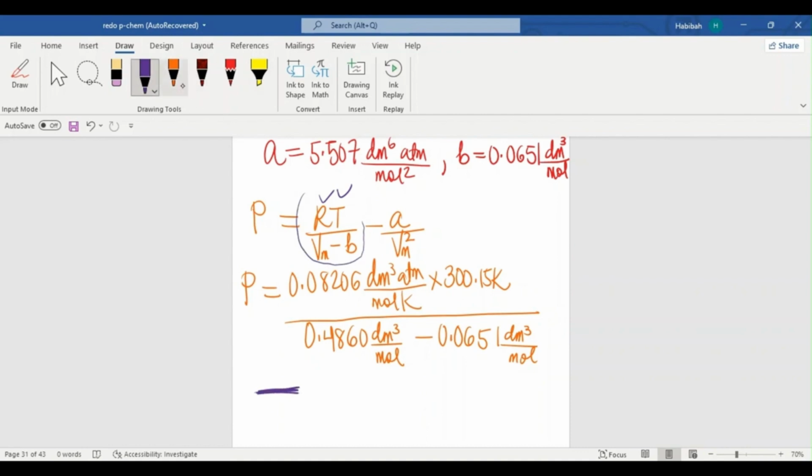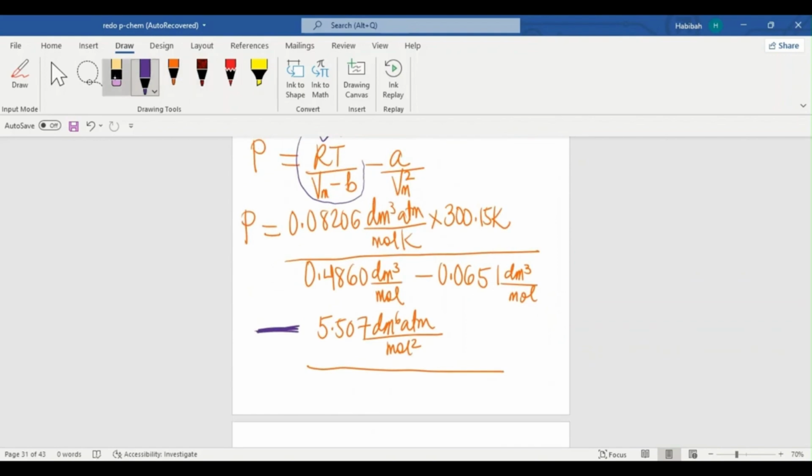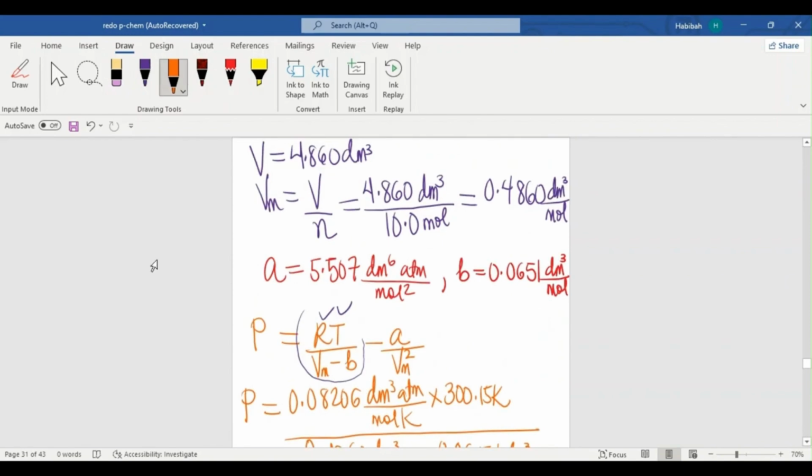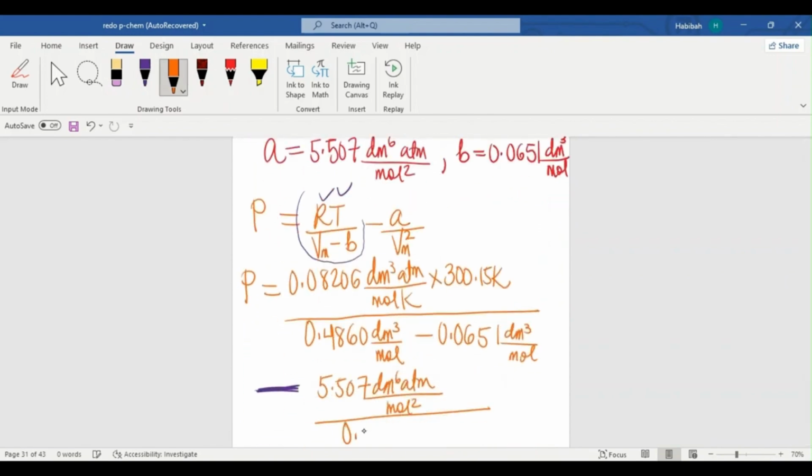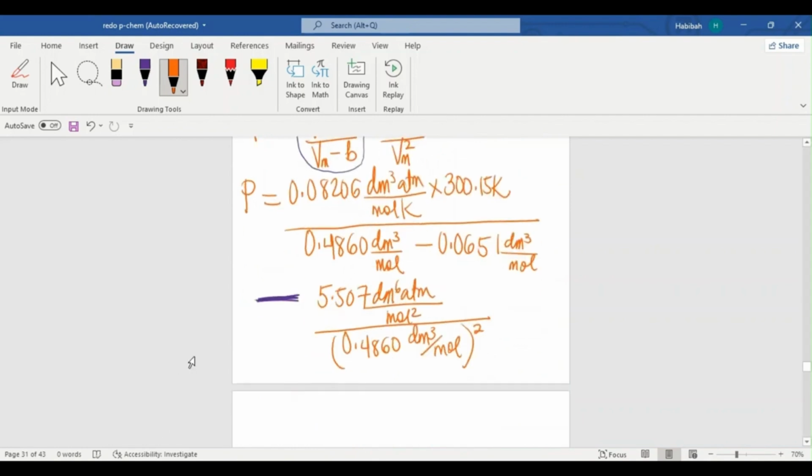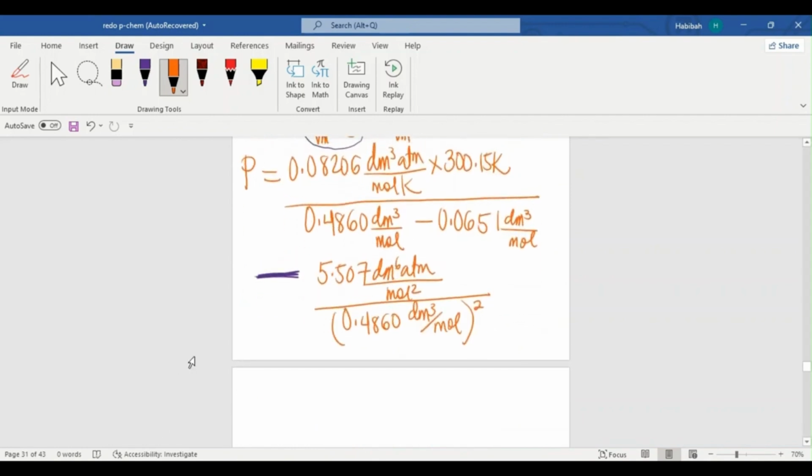And then you have A, the value for A will be 5.507 dm6 atmosphere per mole squared, divided by Vm squared. So molar volume squared, that would just be 0.4860 dm cube per mole, all squared. Let's not forget the unit. So yeah, that's basically it. We have successfully inputted all we need to input in the equation, and we're just gonna work with what we have.